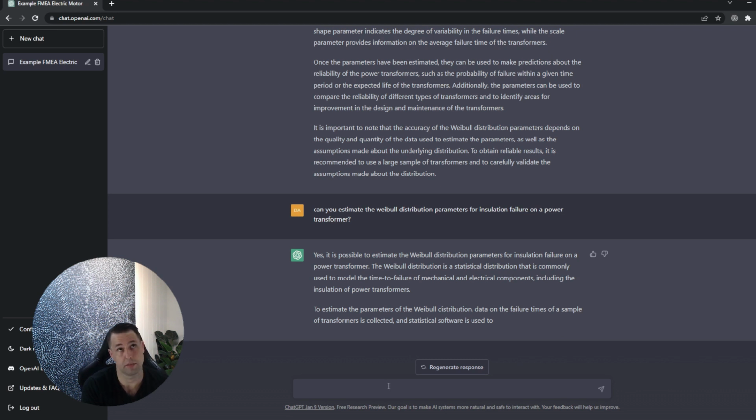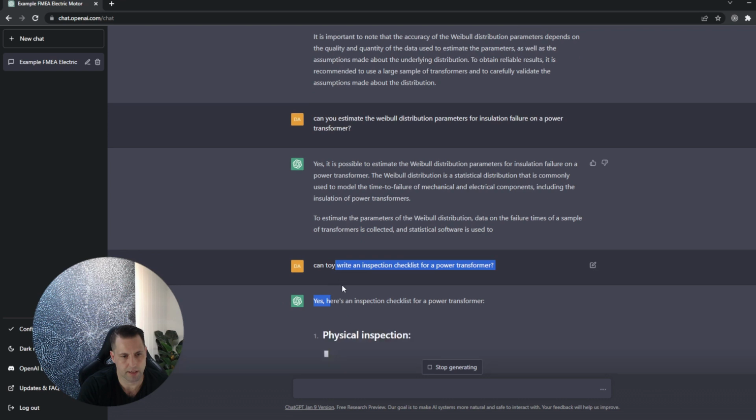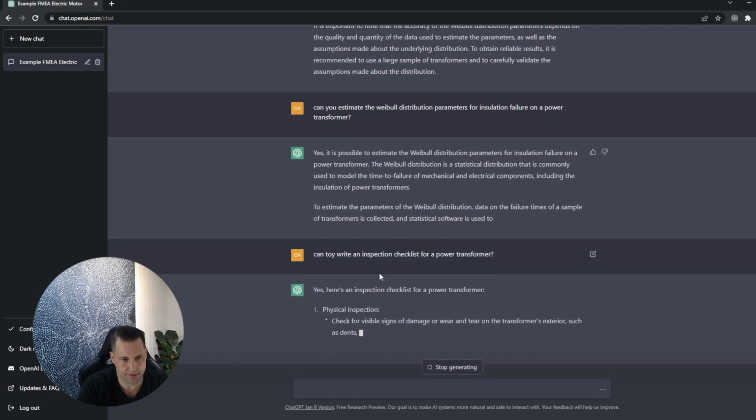Let's have a look at inspection sheets. So can you write an inspection check for power? Change this. Okay, writing this incorrectly, but it understands.